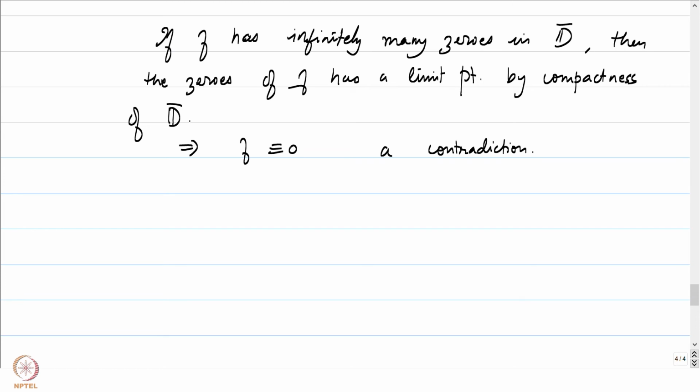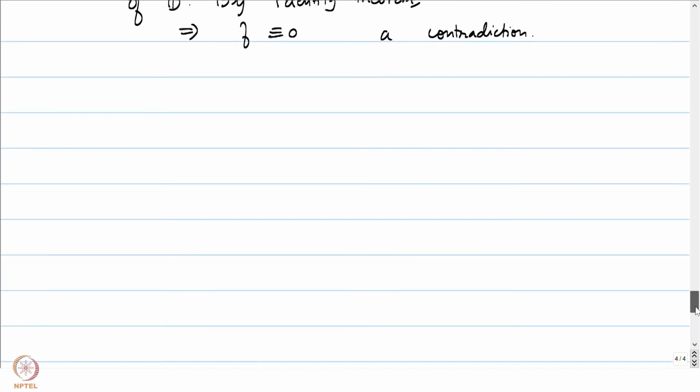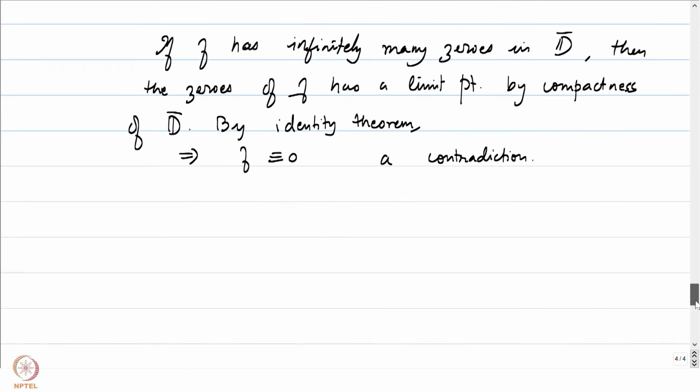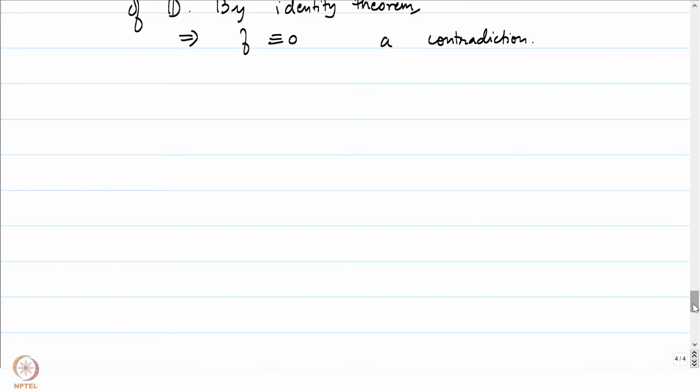The identity theorem tells us that the zeros of a holomorphic function cannot have a limit point unless f is identically equal to 0. And therefore, we have our claim: f has only finitely many zeros. So let's list these zeros out. Let alpha 1 to alpha n be zeros of f.